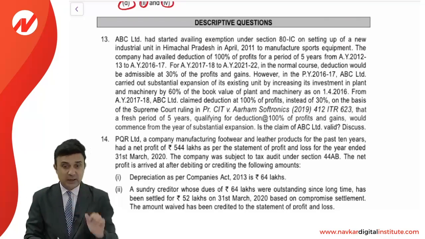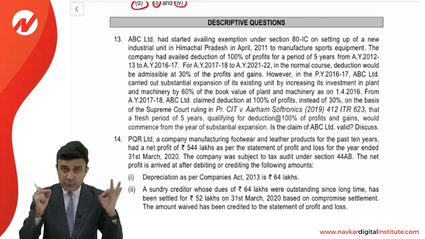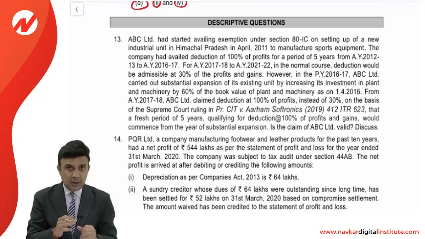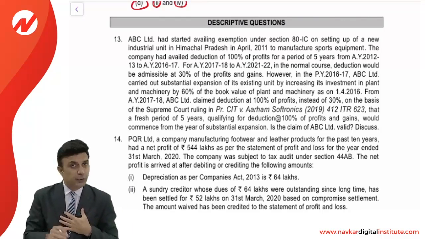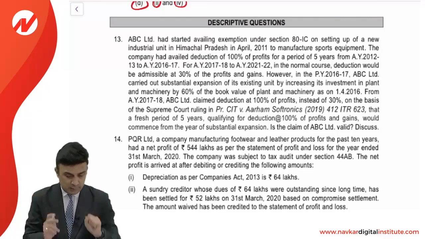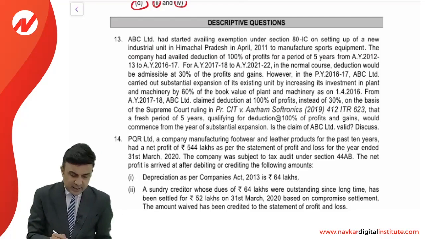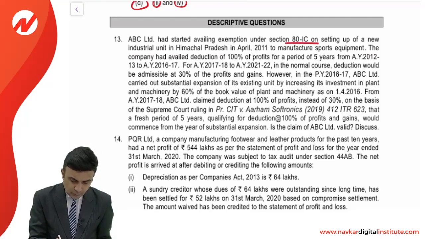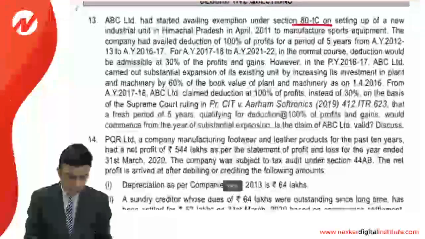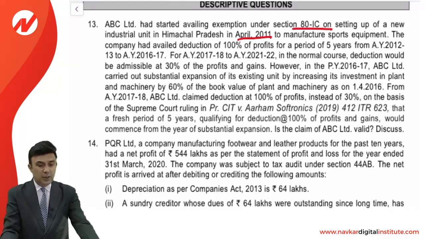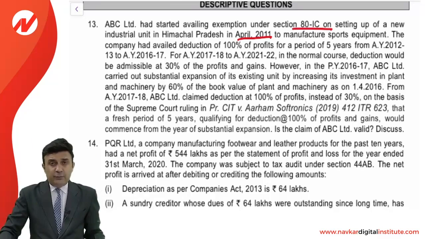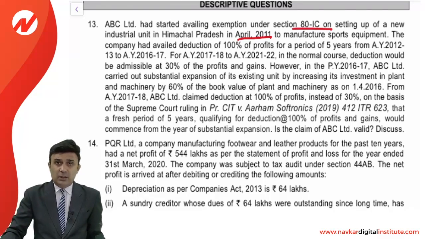And I'll be slightly quick. We'll be going for the concept, we'll be going for the sections, we'll be going for the provision. But we may not read the exact answer given by the RTP. Obviously, my views and the answer of RTP would thoroughly match. ABC Limited has started availing exemption under ATIC on setting up of a new industrial unit in Himachal Pradesh in April 2011. ATIC is available if you start your business in the northeast states, Himachal Pradesh, Uttarakhand, as well as in Sikkim.